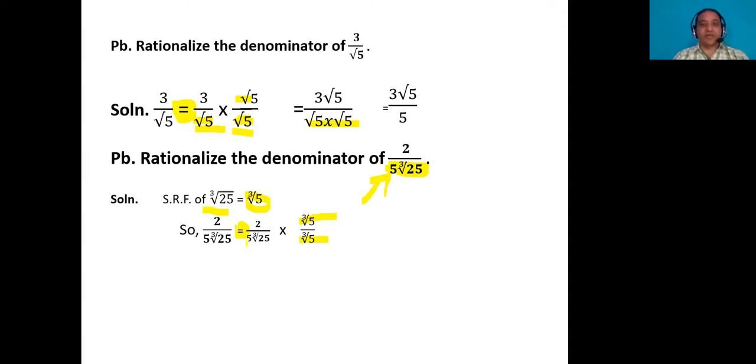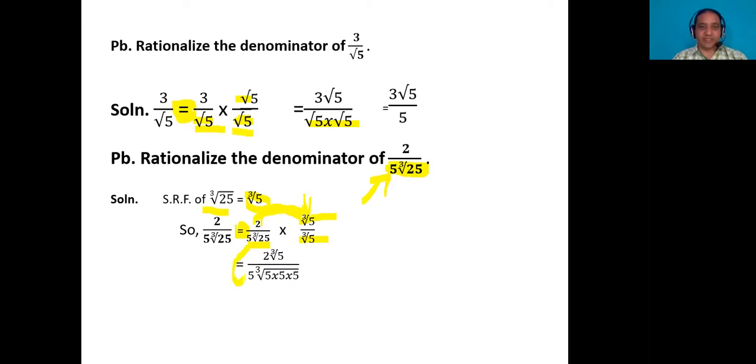So hence we have multiplied the denominator with cube root 5. Hence we have multiplied the numerator also. Now what will be the result? Let us go for the result. Numerator comes out to be 2 into cube root 5. And denominator 5 as it is.